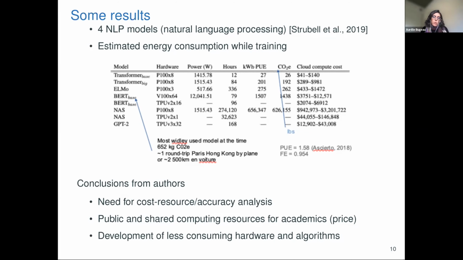So the conclusion from the authors is that there is a need for cost, resource, and accuracy analysis when we do deep learning. Because of the question of prices, training on Amazon or Microsoft servers is very expensive. So it's important that academics have public and shared computing resources, and to develop less consuming hardware and algorithms. This is also what will be discussed in the next talk, I think.